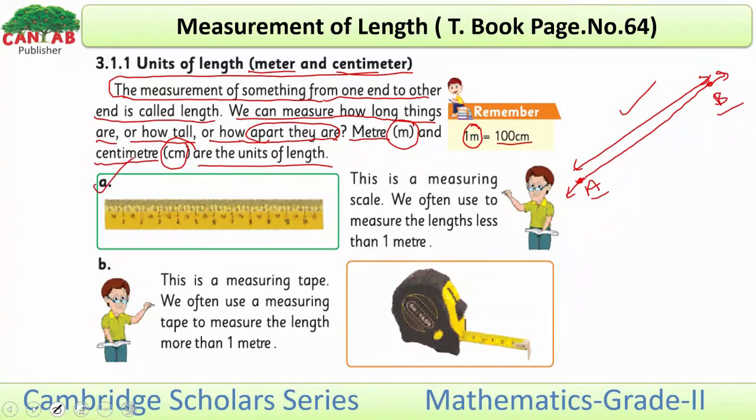Look at the scale that will be used to measure the length of small things. This is a measuring scale we often use to measure the length less than 1 meter. We use this scale to measure things having length less than 1 meter, but measuring tape that we use to measure the length more than 1 meter or equal to 1 meter. Look here and read this. This is a measuring tape. We often use a measuring tape to measure the length more than 1 meter. We also use it to measure small lengths.